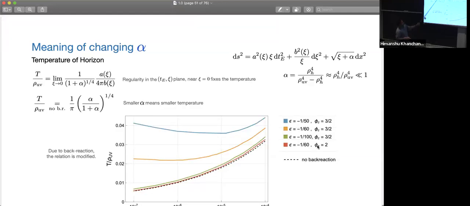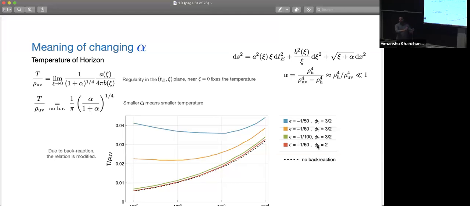More surprises. If you calculate the temperature now with this back reacted solution, the temperature comes from looking at the smoothness of the Euclidean action and some details there. It depends on the functions A and B that we know numerically. If there's no back reaction, this is how it looks in terms of alpha. So again, small alpha means a smaller temperature. As the horizon is further away, it's a lower temperature. That's the expectation. What you find is that the temperature actually has a minimum.